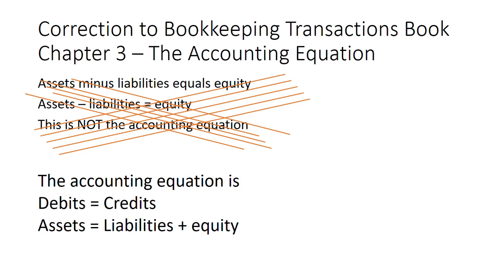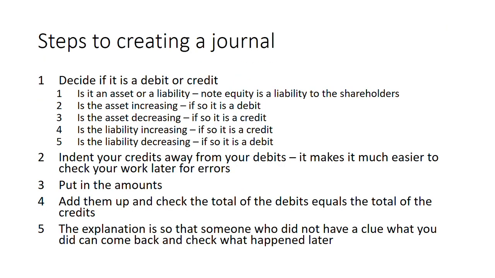Now this is important because it's going to make it a lot easier for you to understand how to produce a journal if we use the correct version of the accounting equation. How are we going to create a journal? We're going to do this in these steps. First of all, we're going to decide if something is a debit or a credit, and how to do that is I've given you a 5-step method here. And you can stop at the point that you've worked it out.